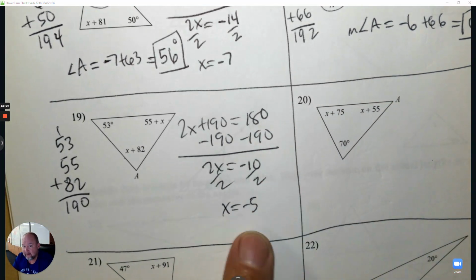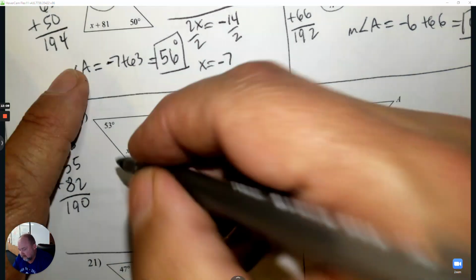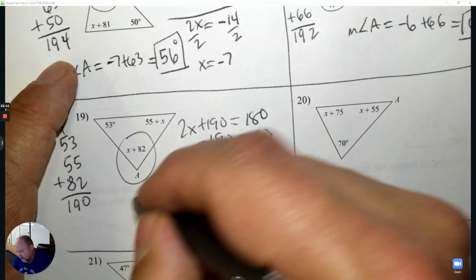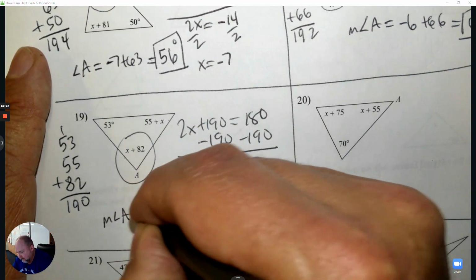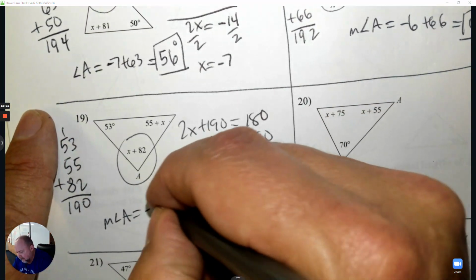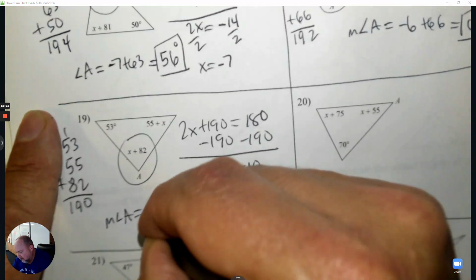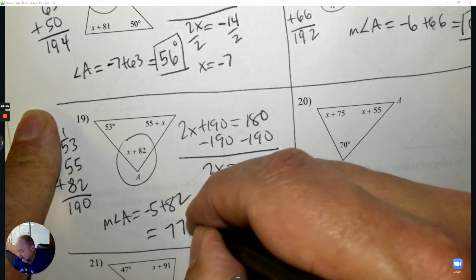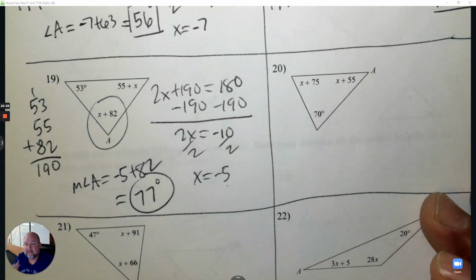Again, we're not looking for negative 5 for an answer. We need to see angle A. So x is negative 5, so it's negative 5 plus 82, and that answer is 77. Done.